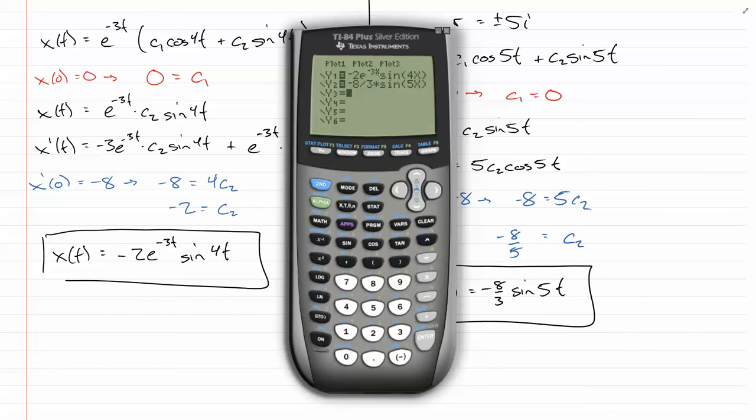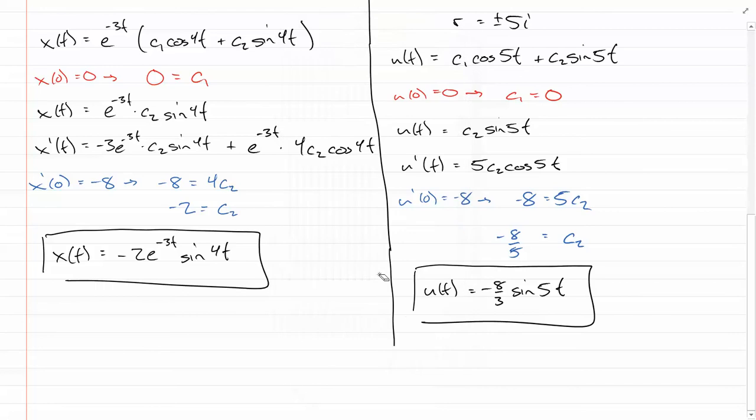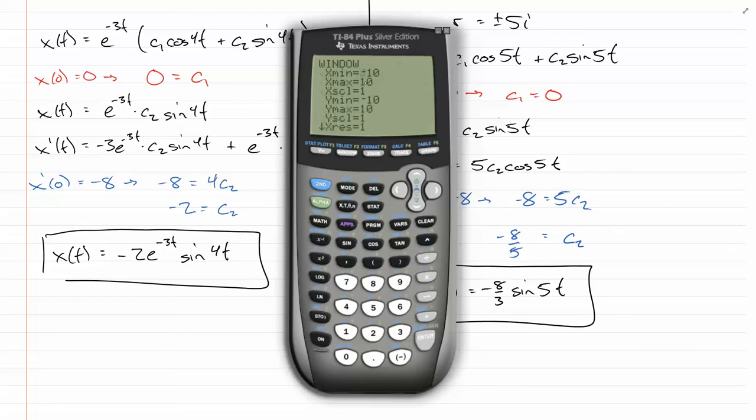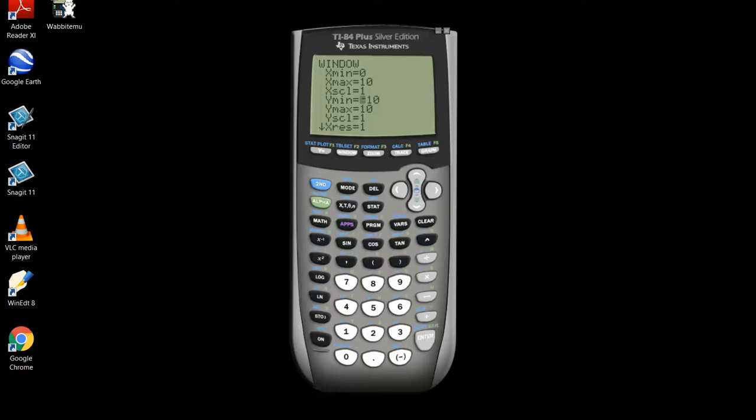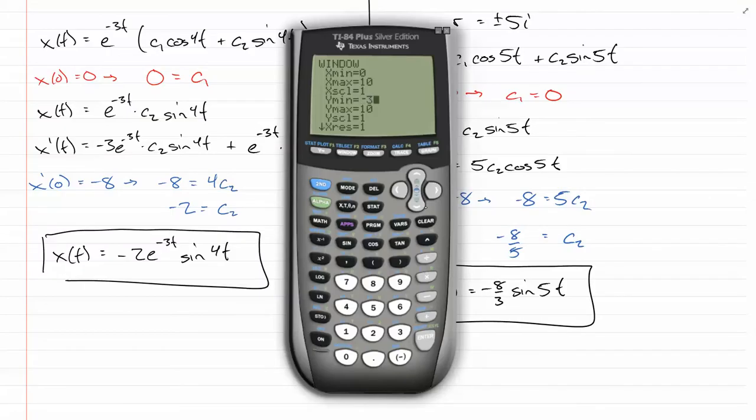Okay, so I've typed these two functions into my y equals menu. Let's get a window that makes sense. Usually time is positive, so let's go from 0 to 10 on the horizontal axis. Here, the biggest that the amplitude would ever get is 2. Here, the amplitude is 8/5, which is almost 2. So if I go from -3 to 3 on the vertical axis, I'll be able to see both graphs. Let's go ahead and graph them.